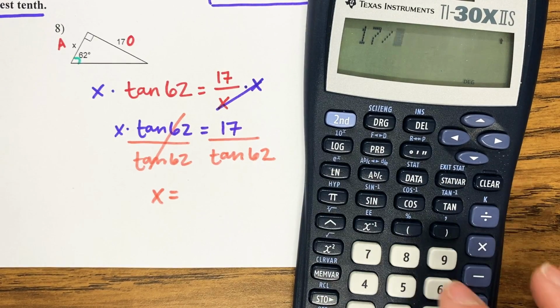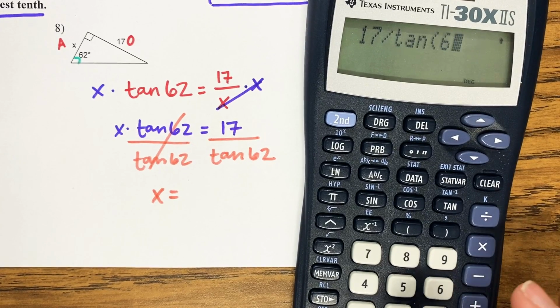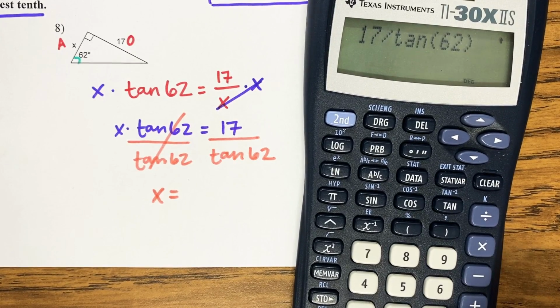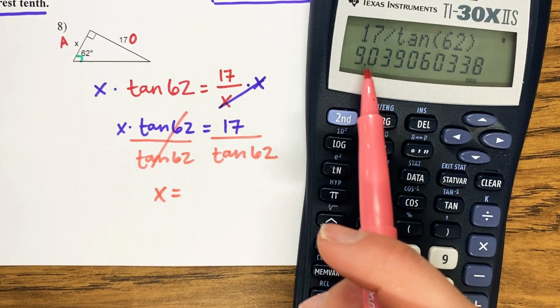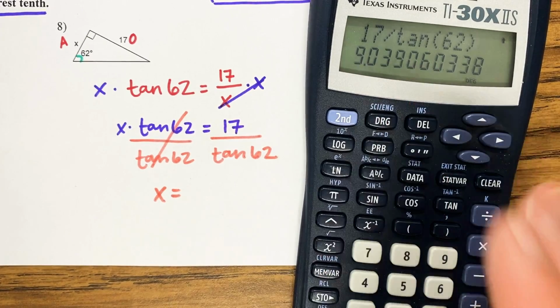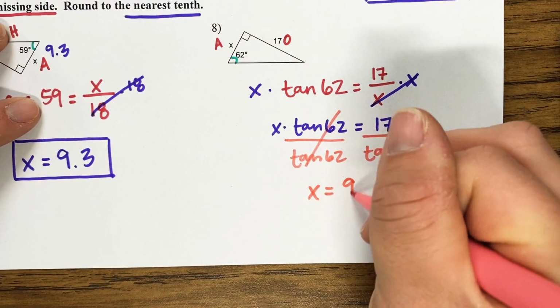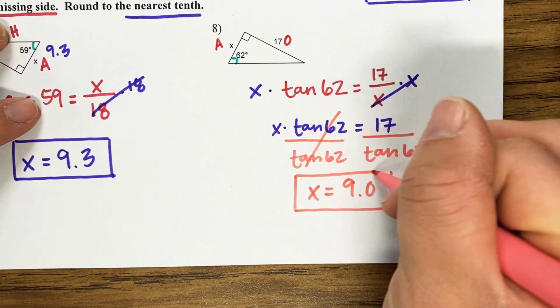Now in our calculator, to get our x, we just have to do clear, 17 divided by tangent, find your tangent button, tangent of 62. And we want it rounded to the nearest tenth. Well, it's 0, and the one after it is a 3. That's not 5 or above, so this is going to stay 9.0. And yes, I want you to write it as 9.0, not just 9.